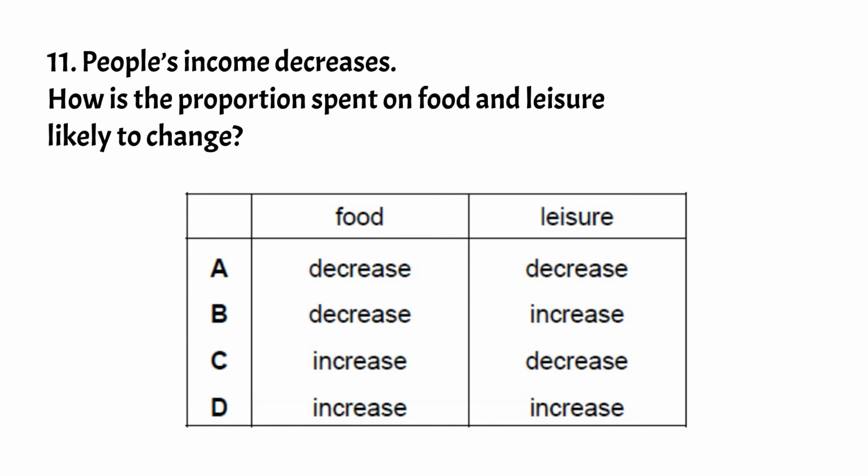Well, if people's income falls, then they will spend more on needs, and less on wants. Food is a need and leisure is a want. So the answer would be C, increase food and decrease leisure.